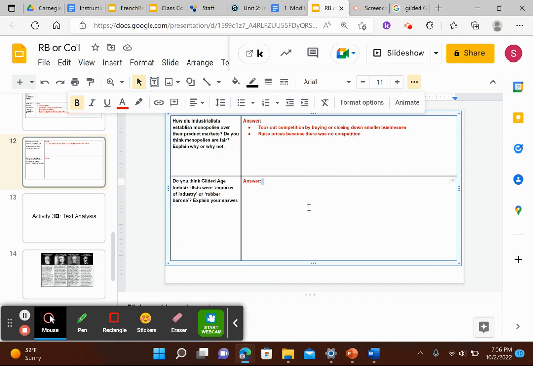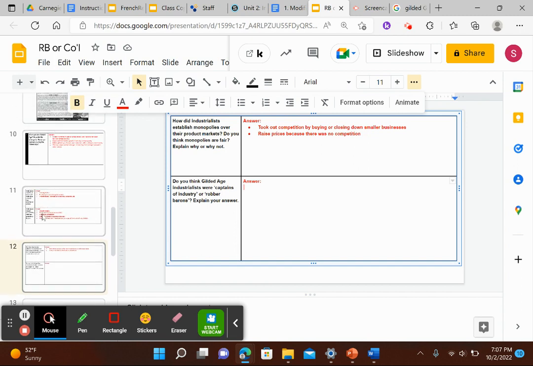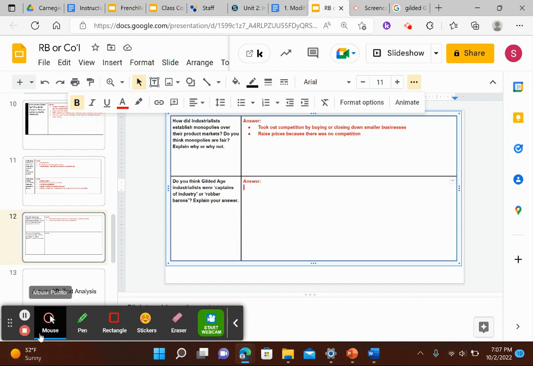All right. Do you think that the Gilded Age industrialists were captains of industry or robber barons? So again, you are now going to hit pause. From what we've discussed in this document, what I've read to you, I want you to make a judgment. Were they captains of industry or robber barons? And explain your answer using the evidence that we've discussed in these last questions here. Five questions. Go ahead and hit pause and do that. Come back when you're done.